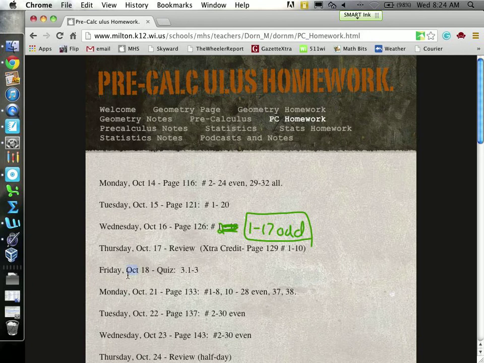Note that we do have a quiz coming up on Friday. We don't have anything new tomorrow. Tomorrow is just a review day. Should be pretty straightforward. Overall, I think it's a pretty easy week, with the exception of a couple tough navigation problems.